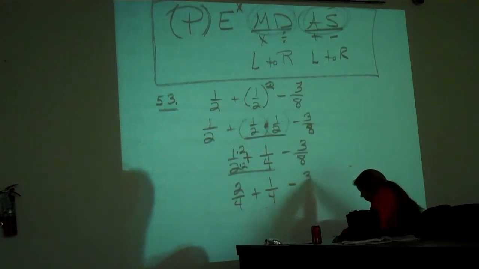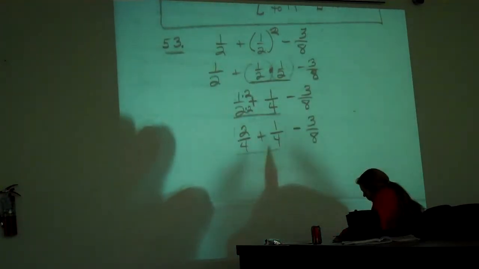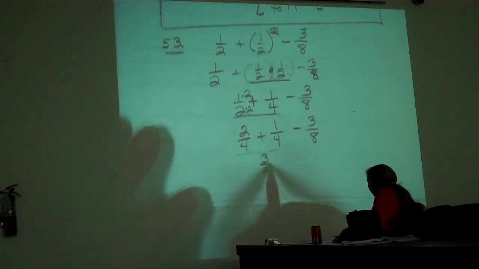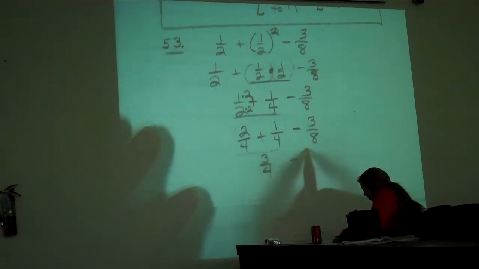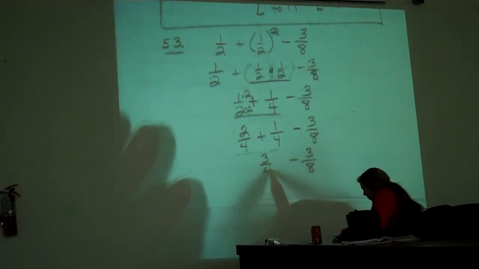Let's go ahead and write that part. Okay, 2/4 plus 1/4. 3/4 minus 3/8. When you turn this into eighths, right?